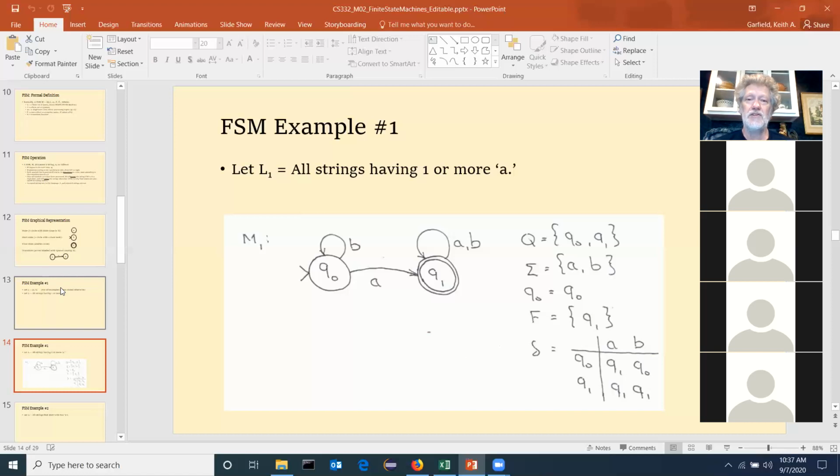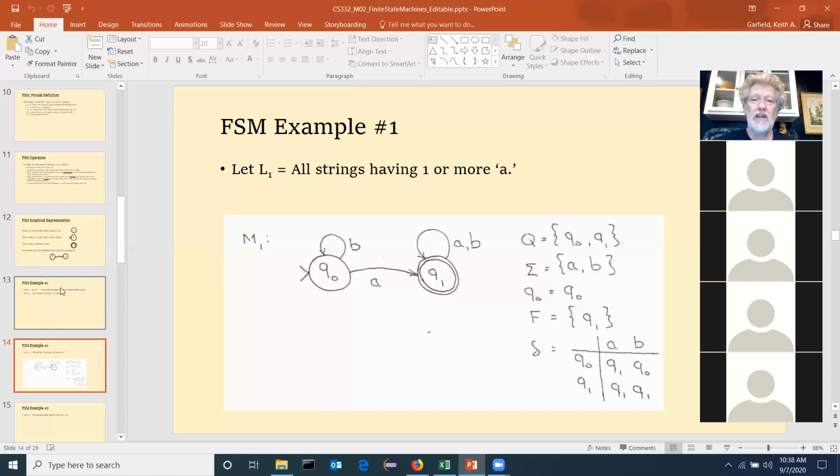And then the delta function is basically a lookup table. So if you look, it says, okay, Q0, if I get an A, it's just a cross matrix. Q0, I get an A, I go to Q1. Q0, I get a B, I stay in Q0. Q1, I get an A, I go to Q1. Q1, I get a B, I stay in Q1. So that delta is tabular form.